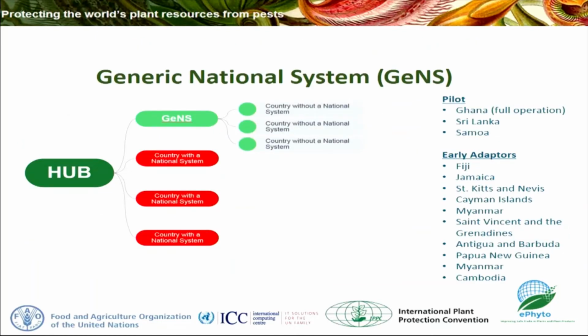Jamaica, St. Kitts and Nevis, all these developing countries, small island countries, are all working with the generic national system to move forward. And Ghana is already fully operational, and they're exchanging ePhytos through the system already. And they were one of our pilot countries.